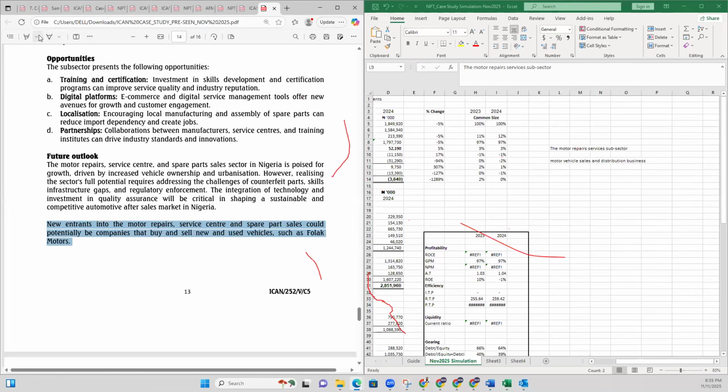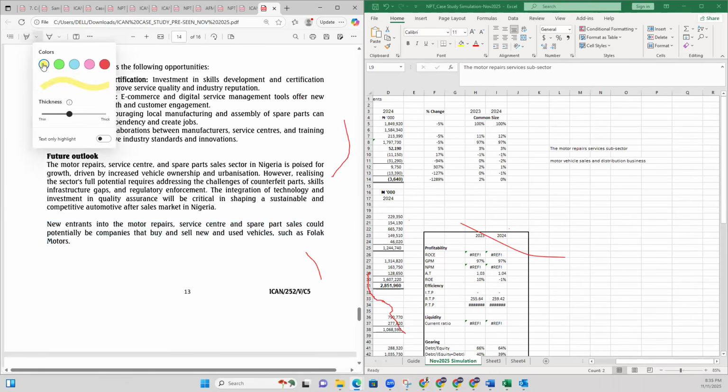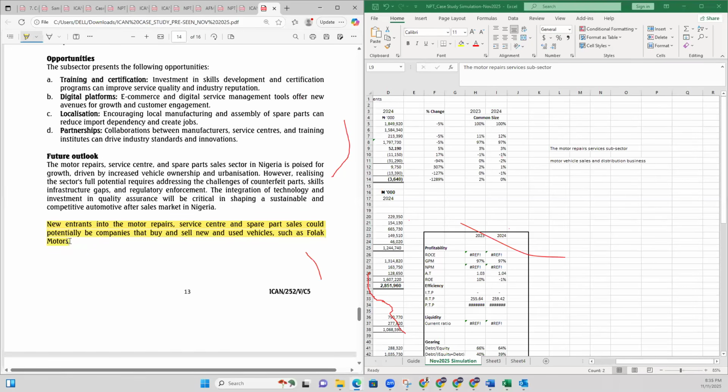And this is the second place that Folak Motors was mentioned, right? Am I correct? Correct. Yes, sir.